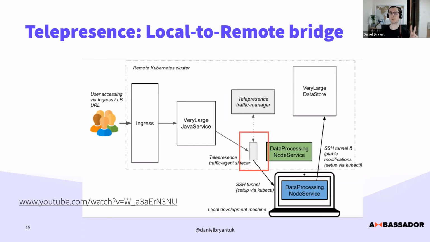The other cool thing is you can do what's called intercepts or reroute traffic. So we can basically do a telepresence intercept in front of the data processing node service.